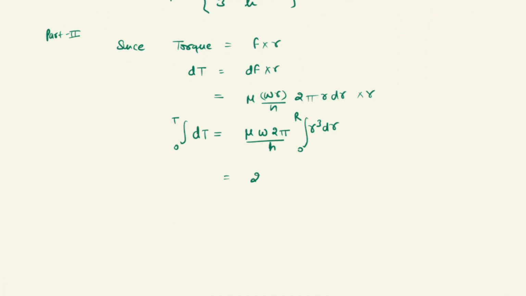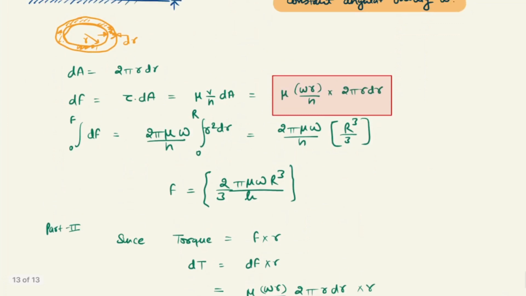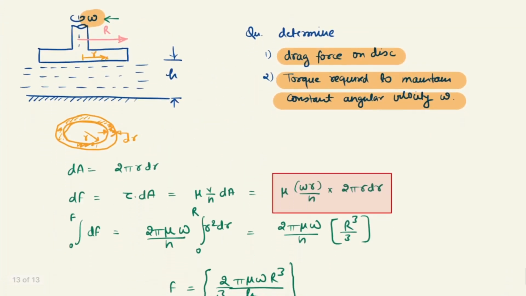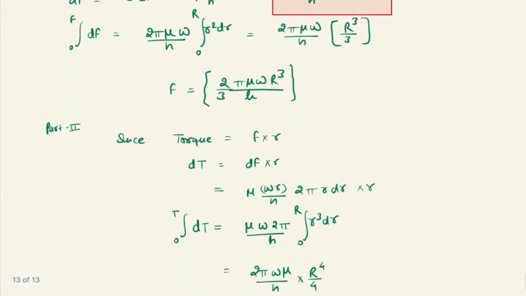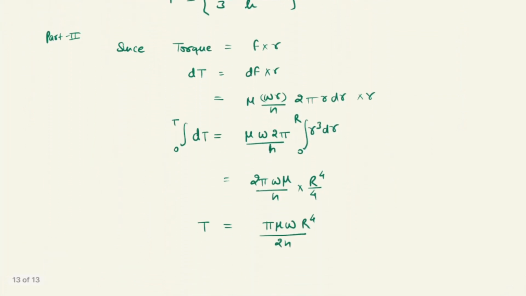So on solving this we will get r to the power 4 by 4 on integration. So we get the answer like this. This is the torque which will be required to set this into circular motion of angular speed omega. So you can relook at the answer. Thank you for watching this video.